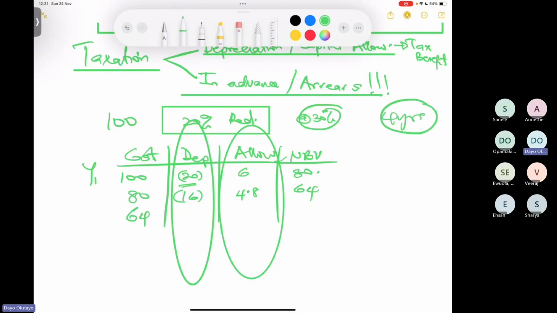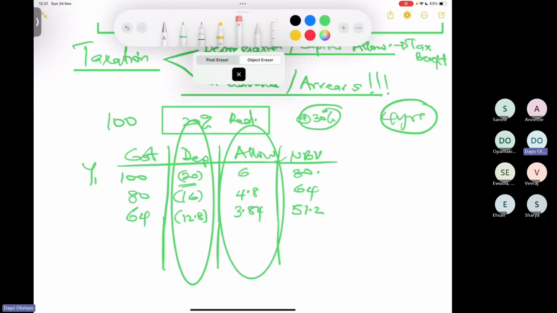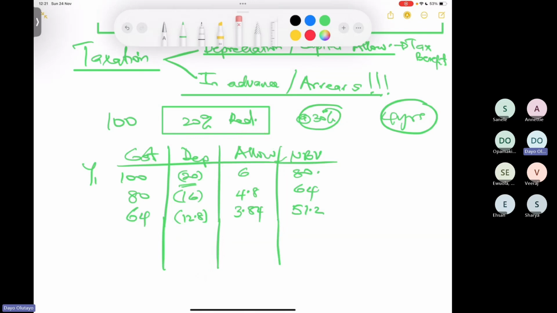That's 64 again. So you do 64, still at 20%, and the depreciation is 12.8. Then you get the benefit at 0.3. Then you have 3.84. Then you close that with 51.2. Then your final year. Now pay attention. The final year is very tricky because it's another place I know students struggle. This is year 2, this is year 3, this is year 4.